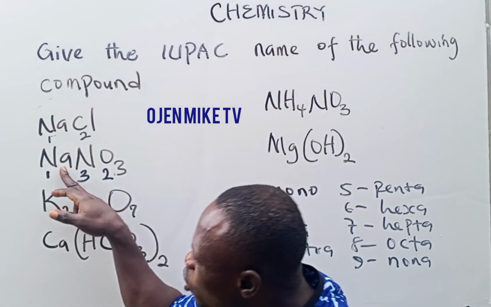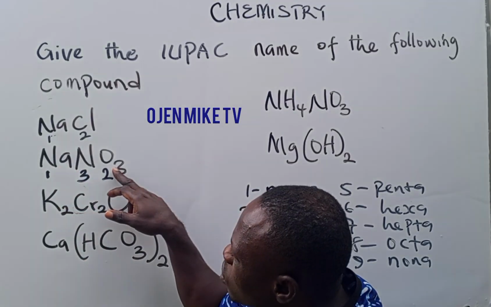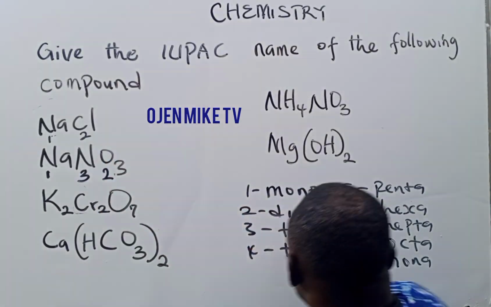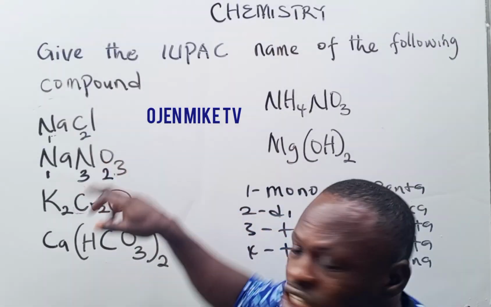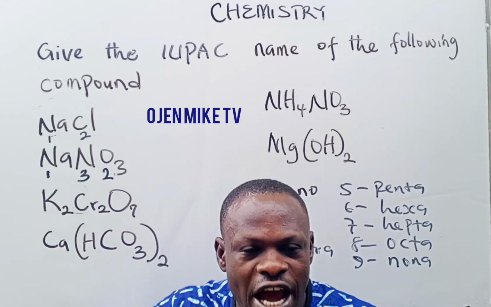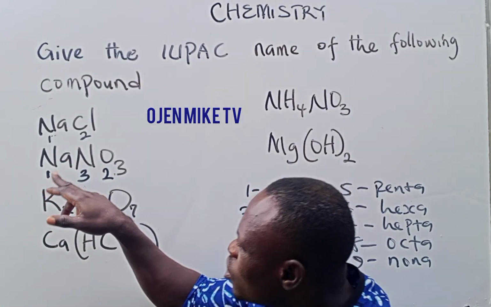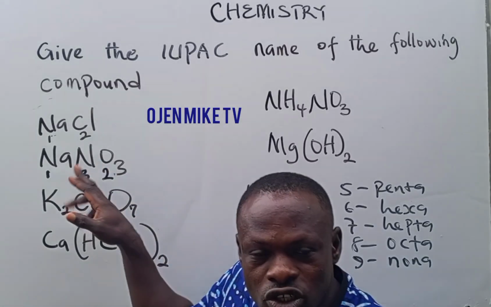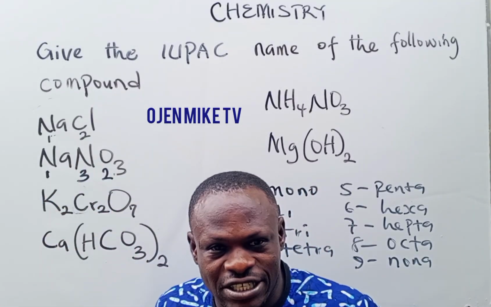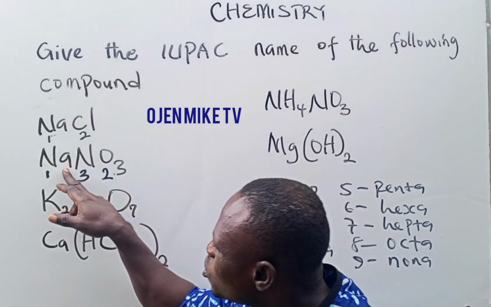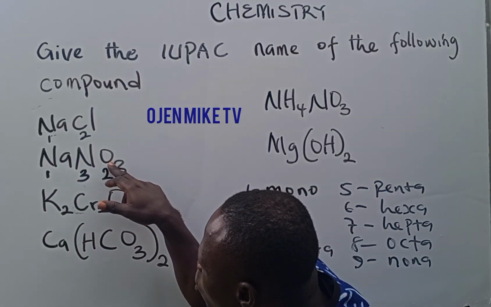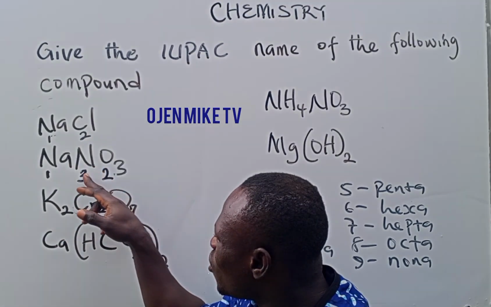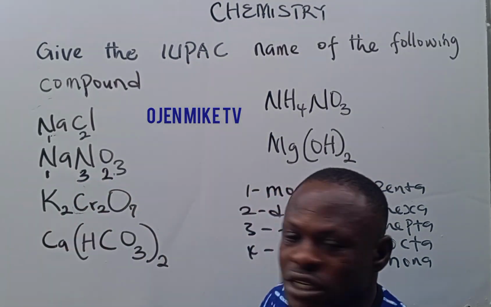So you call it sodium here. Now how many oxygen atoms are here? We have 3 oxygen atoms. So you call 3 what? Tri. Then oxygen, you don't call it tri-oxygen, you call it what? Tri-ozo. So you call it sodium tri-ozo. This is nitrogen. You don't call it nitrogen, you call it what? Nitrates. So this compound is called sodium tri-ozo nitrate. You get that? Sodium tri-ozo nitrate. How about this one?